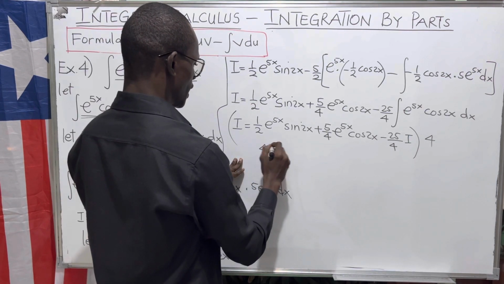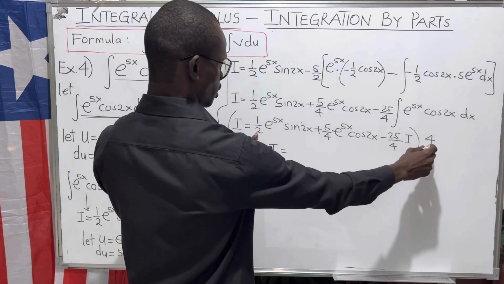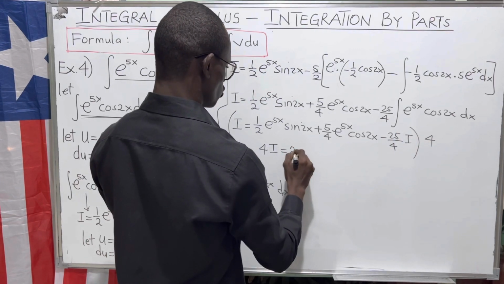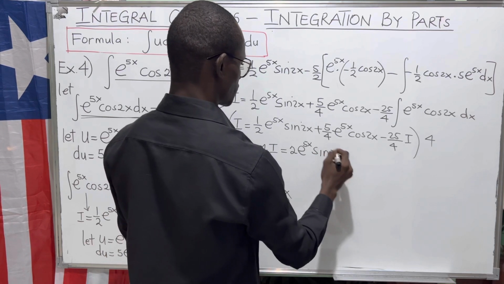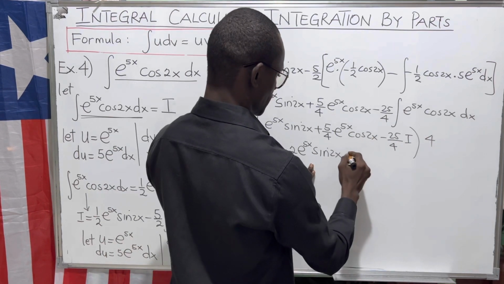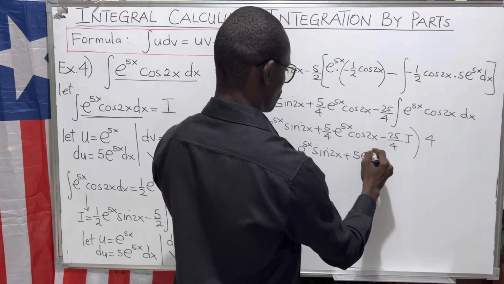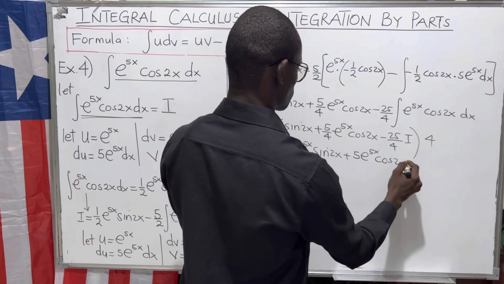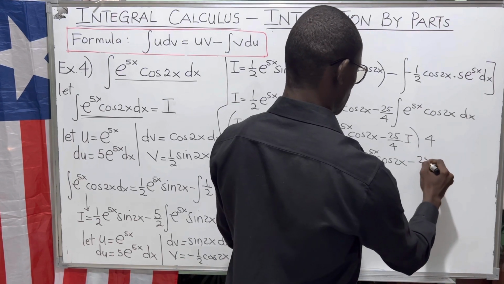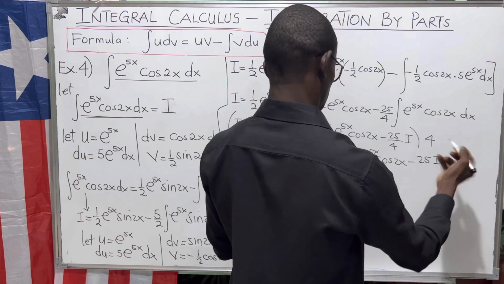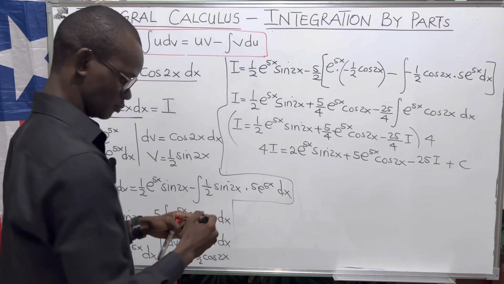So we have 4r equals, now 2 goes into 4 2 times, so it's 2 e raised to the power 5x sine of 2x. 4 and 4 cancel, I will have 5 e raised to the power 5x cos of 2x. 4 and 4 also cancel, I will have minus 25r. Then I can say plus some constant c, or at the end I just write plus some constant c.